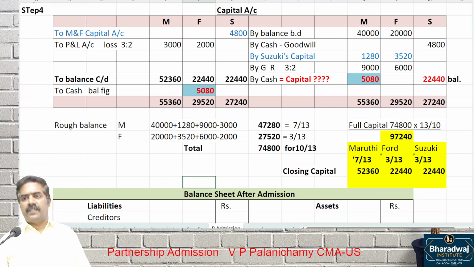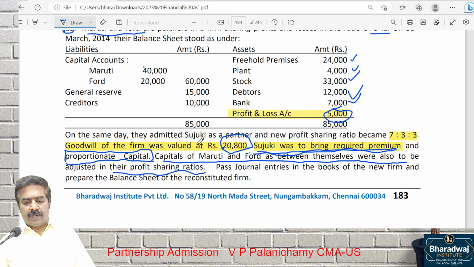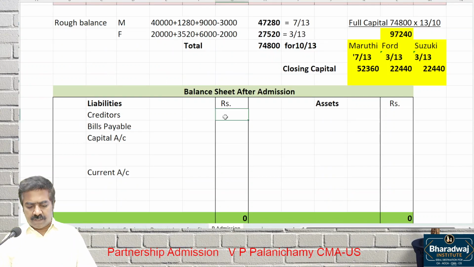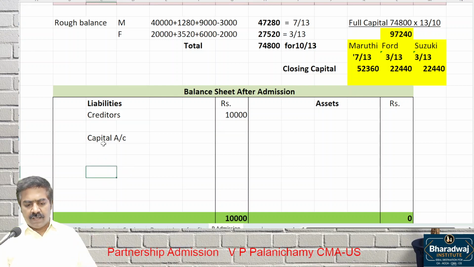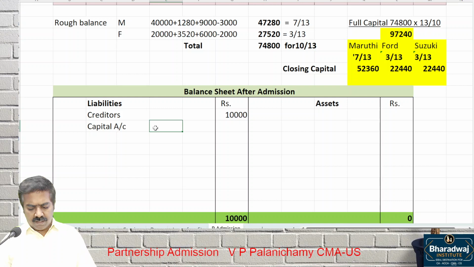Shall we do the balance sheet? Start. Tell me the amounts in the balance sheet. Creditors how much? 10,000 creditors. Then bills payable is not there. General reserve already transferred to old partners in old ratio. Then capital of Maruti, Ford and Suzuki. This balance 52,360, 22,440, 22,440.